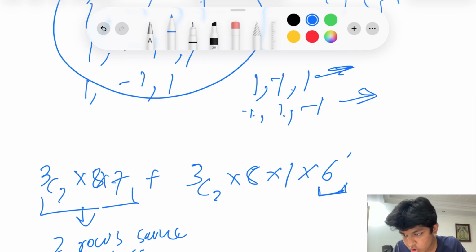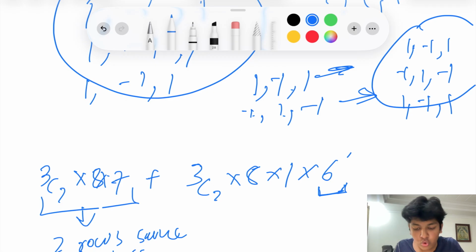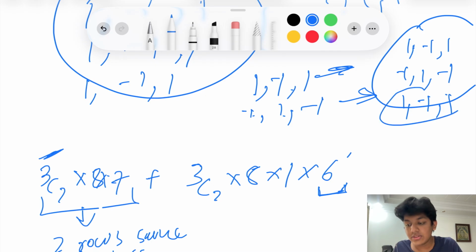First row is 1, minus 1, 1, second row is minus 1, 1, minus 1, and if we say the third row is the same as the first row, 1, minus 1, 1, this case has already been counted in the two rows same case, right? In this case over here, the two rows same case has already counted this case, so we will be double counting if we allow this value or this value as the third row.